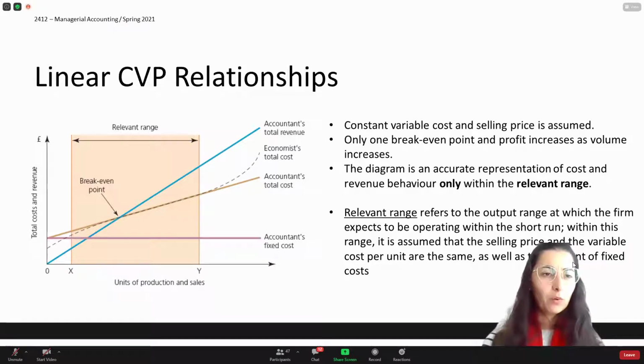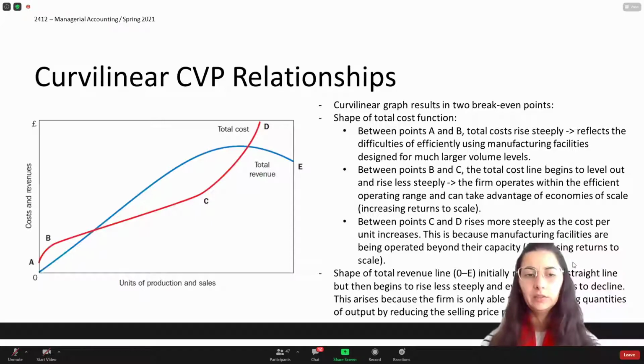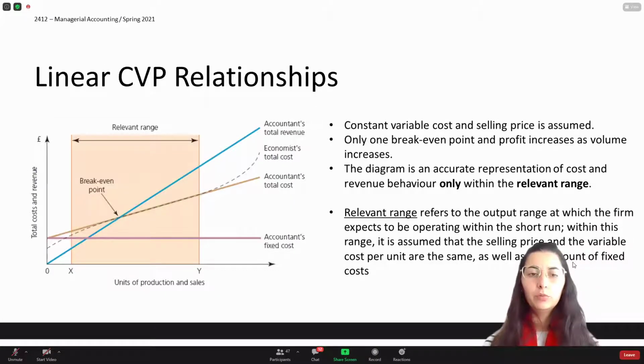So we have another question here. What is the economist's total cost? This economist's total cost that we have there is bringing back the idea that we had before in terms of the curvilinear relationship, okay? The red line that we have here is just to make the bridge between what we had in the previous slide and what we have in this slide.